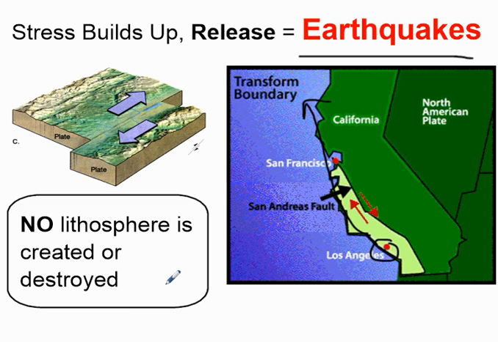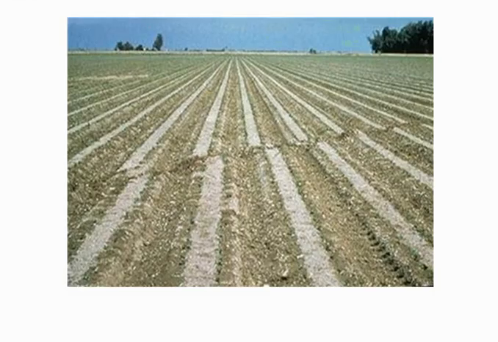Something worthy of knowing for the test is that no lithosphere is being created or destroyed at a transform boundary. Nothing's being created or destroyed. It's just sliding. So the stress is going to build up and get released in an earthquake. Here's an old school looking picture showing a farm after an earthquake. The stress built up and then it snapped, and that crust obviously traveled a great distance during this earthquake. So their crops aren't going to be in a row that year.